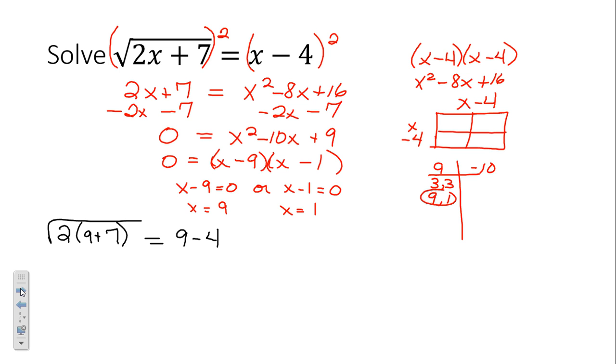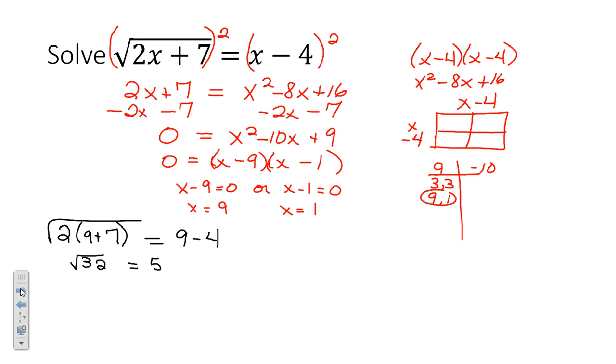So what is 9 plus 7? And 16 times 2? 32. Is the square root of 32 going to be equal to 9 minus 4? No, there's no way the square root of 32 is ever going to be 5. So that's an extraneous solution. It came because we squared things. Okay? Let's try our other one.